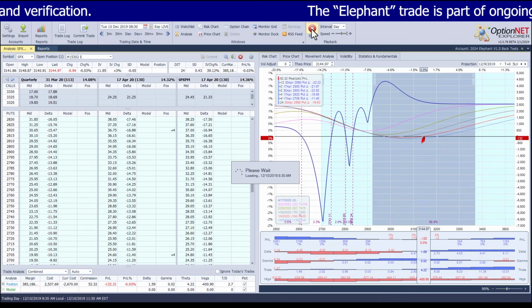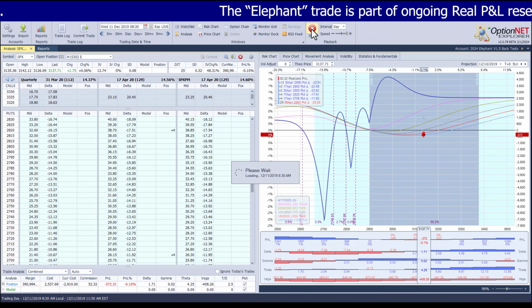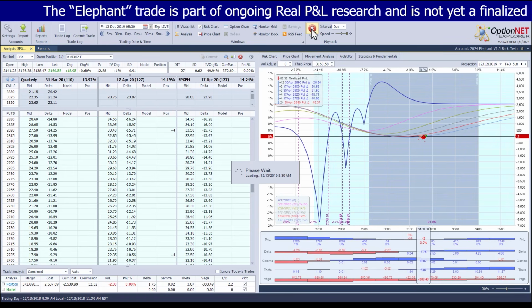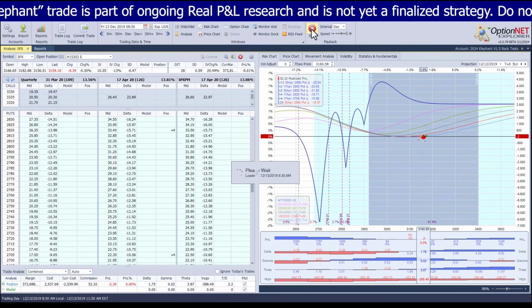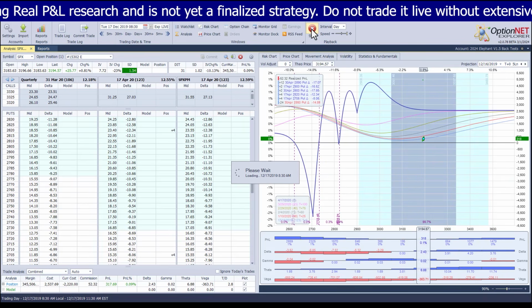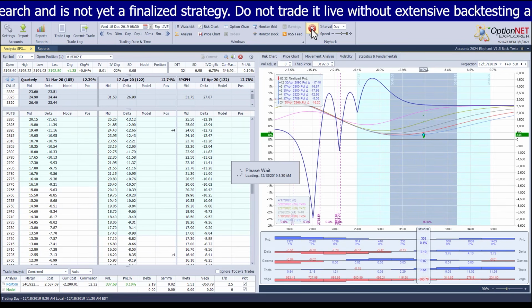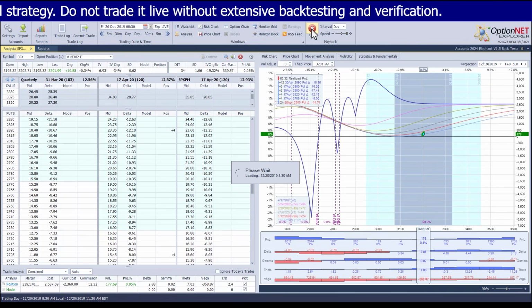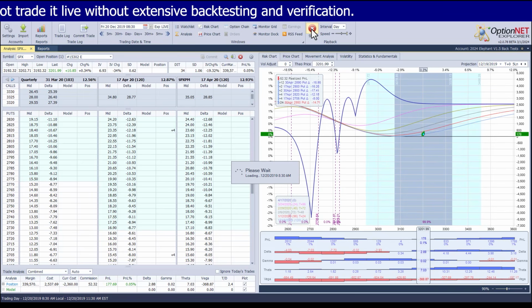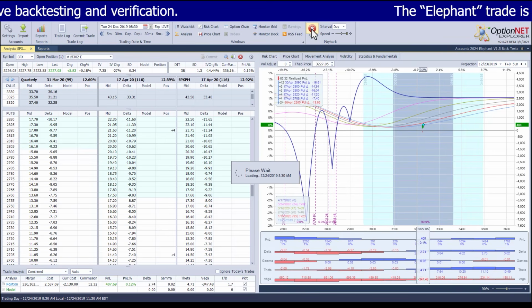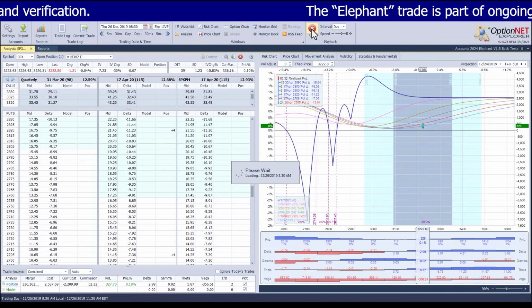Got positive theta. Break even. Up 300. Getting to the end of 2019. Oh, we're going to come into a crash, aren't we? We're looking for 1,200 bucks.